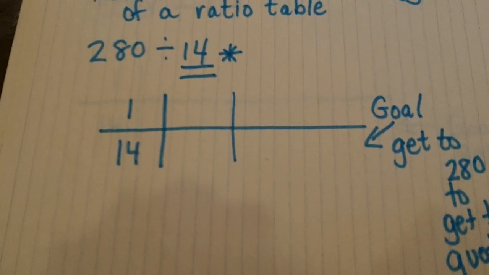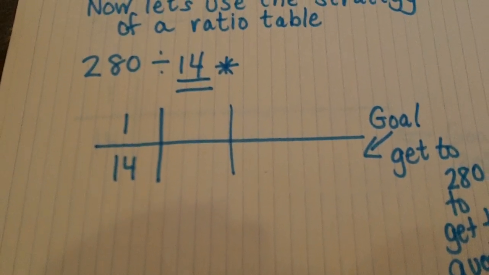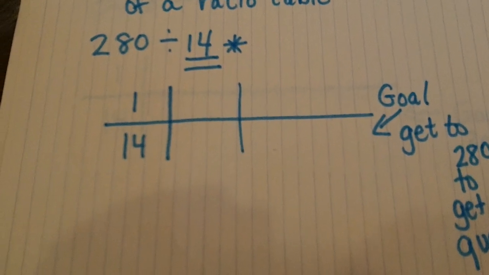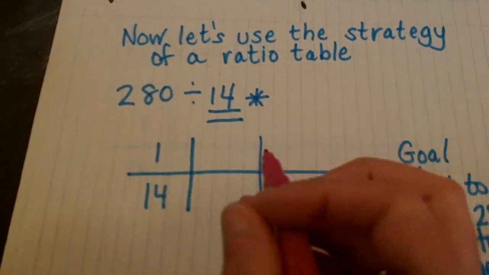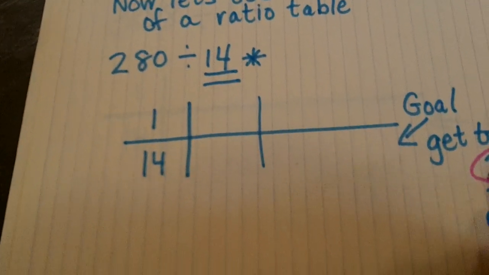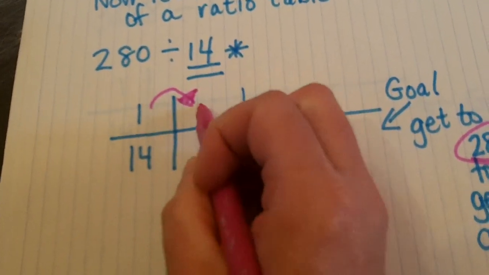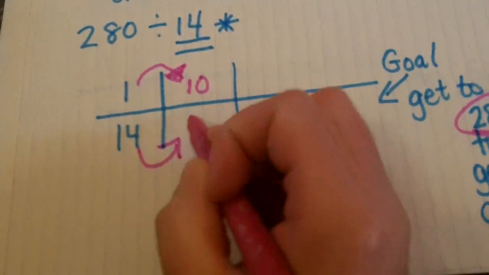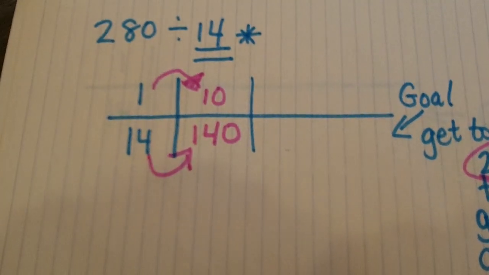Now some of you are going to take probably different steps than I would take, but obviously we've been working with ratio tables for quite some time. So think strategically, what would be the best way to move? So I would definitely, because I want to get to 280, I would probably go first and bump it to 10. So I know this would turn into 140 because I'm working with bases of 10.